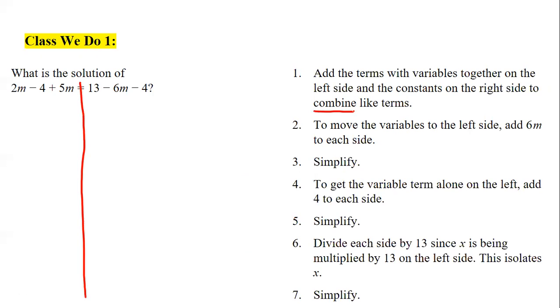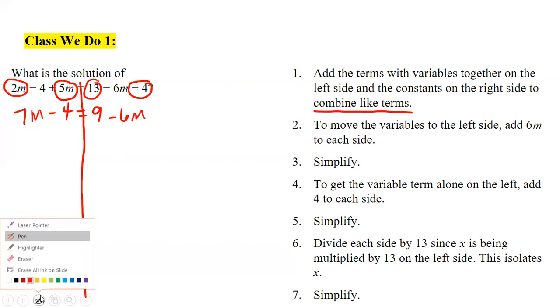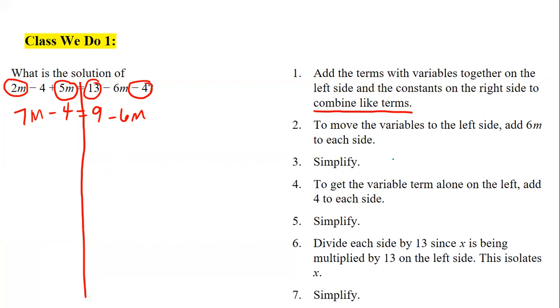Combine like terms. Step 1 says to combine like terms. So I have 2m and 5m, which makes 7m. I'm going to bring down the 4. I have 13 and negative 4, and that makes 9. All right, step 1 is done. What does step 2 tell me to do?